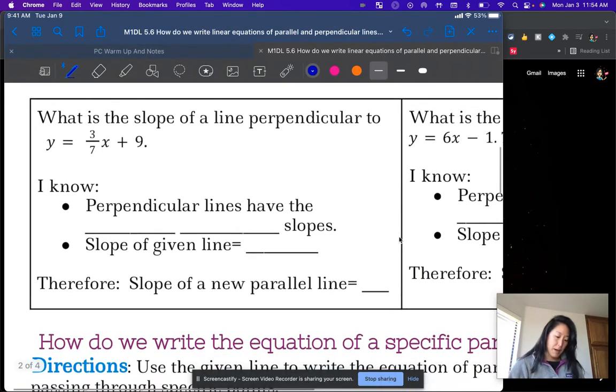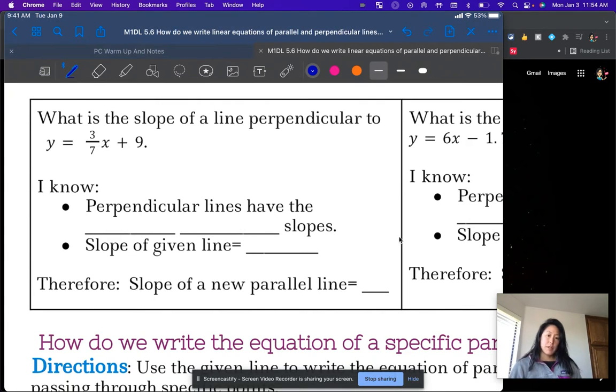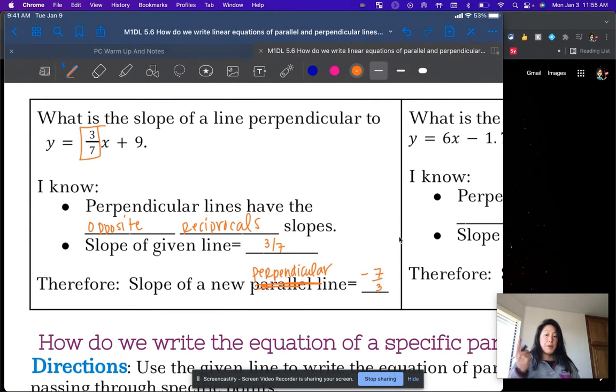All right, what is the slope of the line perpendicular to y is equal to negative 3 over 7x plus 9? So perpendicular lines, if you remember from the vocab, have slopes that are opposite reciprocals. That means that the slope of the given line is negative 3/7. Opposite reciprocal of that: reciprocal would be to flip the numerator and the denominator, so 7/3, and opposite, since the 3/7 is negative, our slope of the perpendicular line will be positive. So opposite means the sign, and reciprocal means to flip the numerator and the denominator.